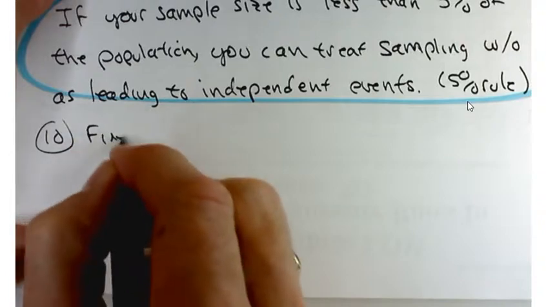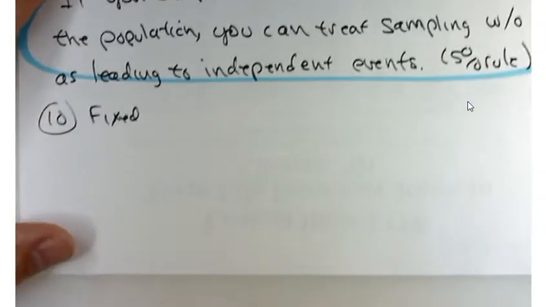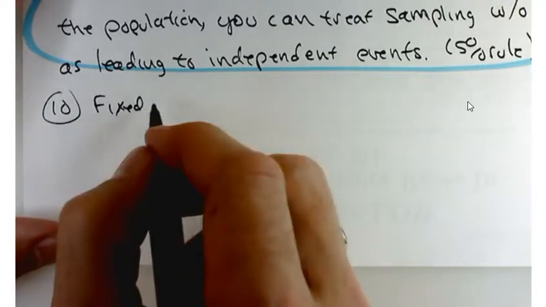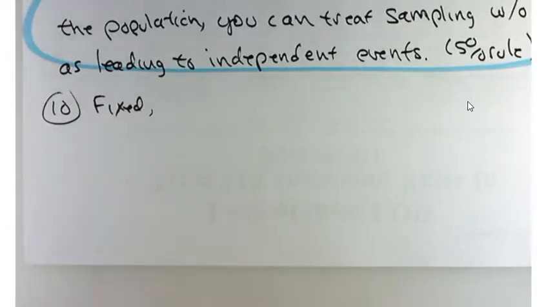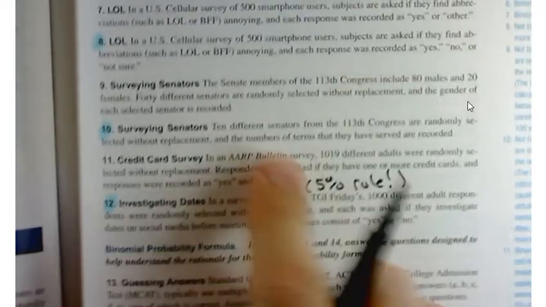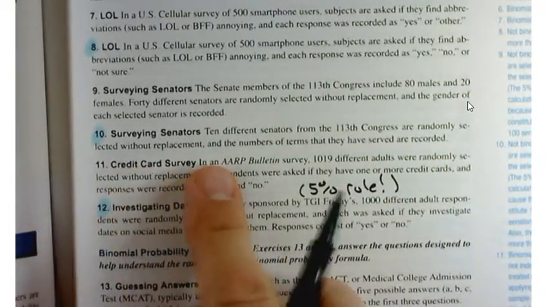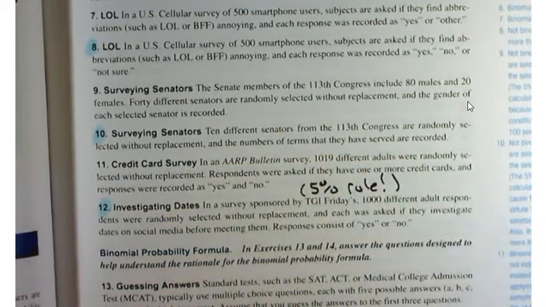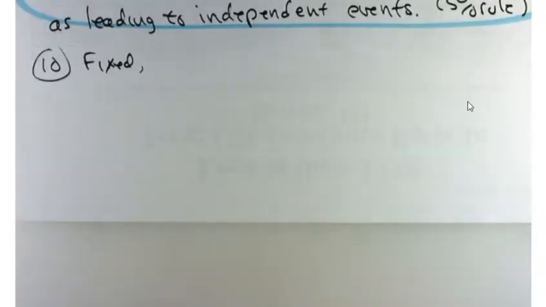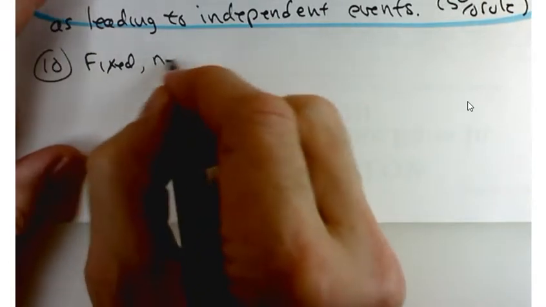Do we have a fixed number of trials? Kayla, what do you think? Do we have a fixed number here? Okay. All right, so read it again. 10 different senators from the 113th Congress are randomly selected without replacement, and the number of terms they have served are recorded. So n equals 10 is our fixed number, so we're okay here.